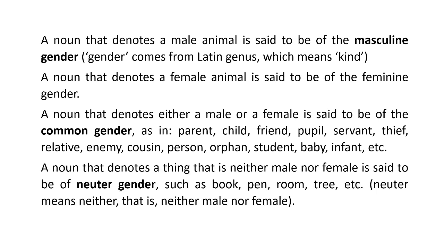Now we'll talk about another type of noun. A noun that denotes a thing that is neither a male nor a female is said to be of the neuter gender. For example, book. Book is not a male nor a female. So such a noun is called a neuter gender, such as book, pen, room, tree, etc. Neuter means neither male nor female.